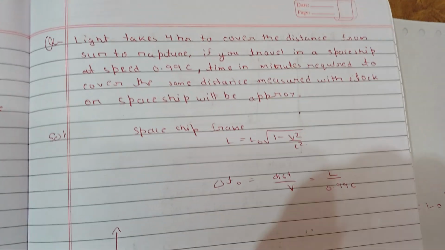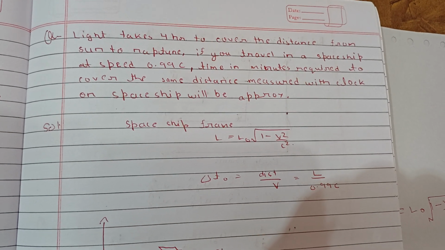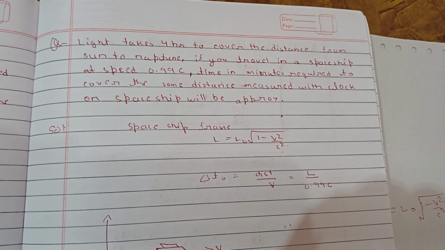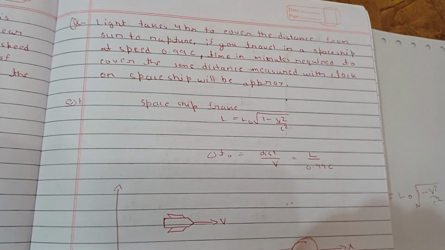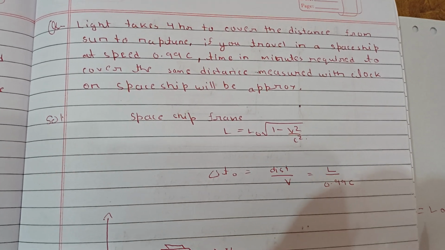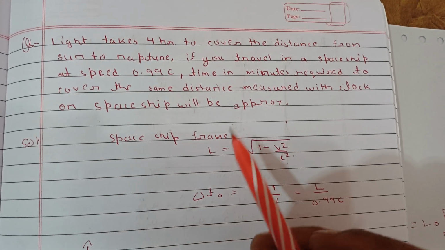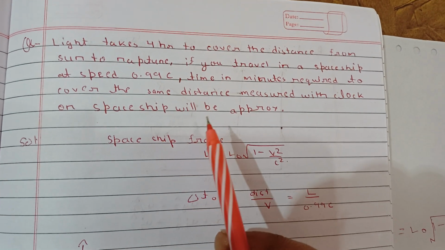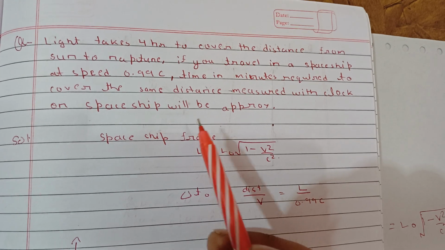Now the last question for today. Light takes 4 hours to cover the distance from Sun to Neptune. If you travel in a spaceship at this speed, the time in minutes required to cover the same distance, measured by the clock on the spaceship, will be approximately what? So we know the time formula, it is the distance upon the speed. But we have to calculate the time on the clock of the spaceship, so we also have to calculate the length according to the spaceship.